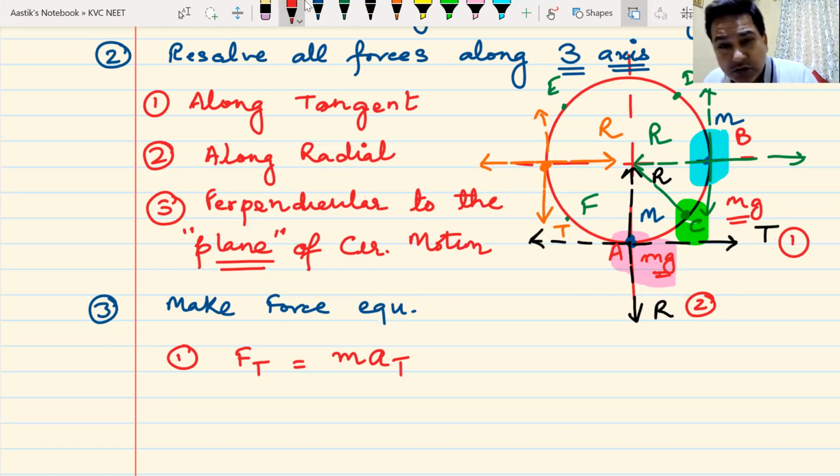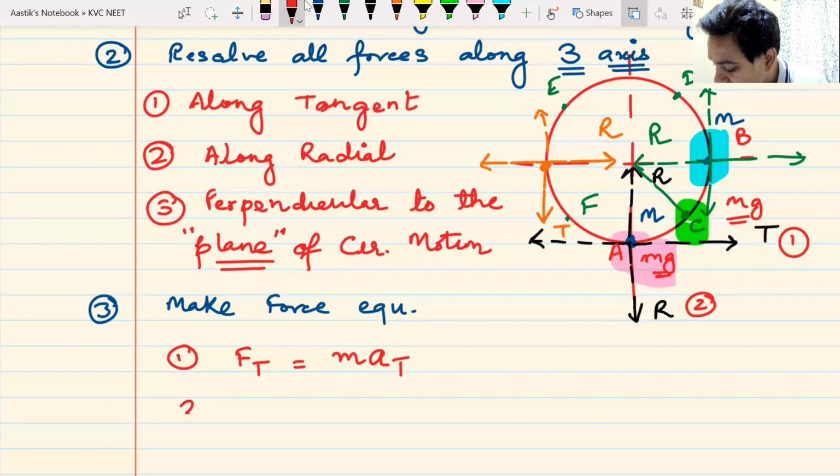Ft will be equal to m into at, where at becomes your tangential acceleration, and Ft, my dear friends, becomes your net tangential force. Do we all understand this? Can I have some raised hand that we understand this? That is the first direction in which we have to make equation.